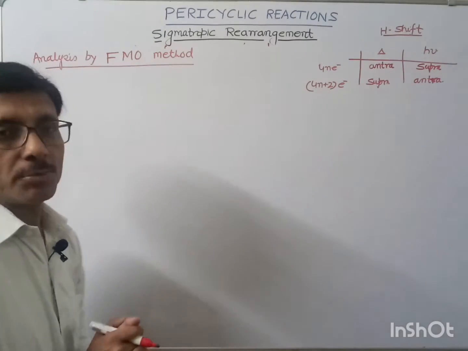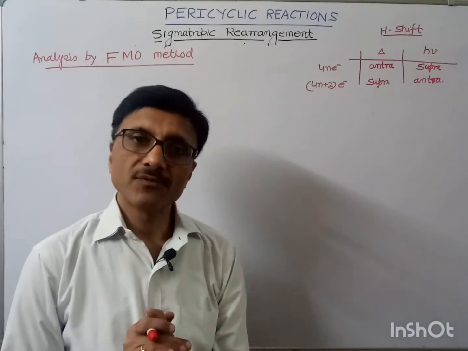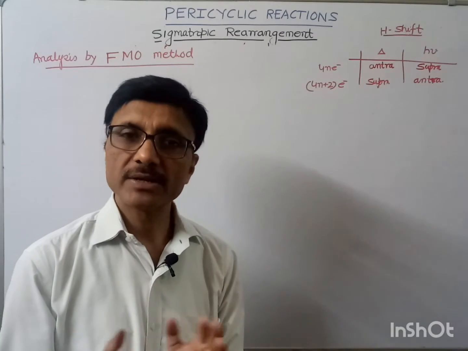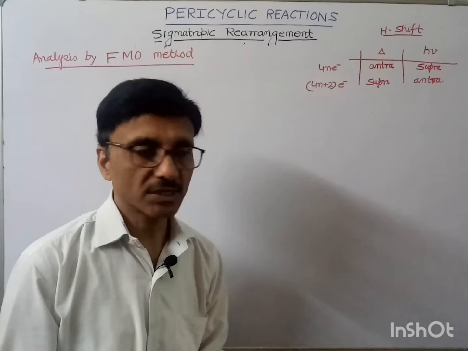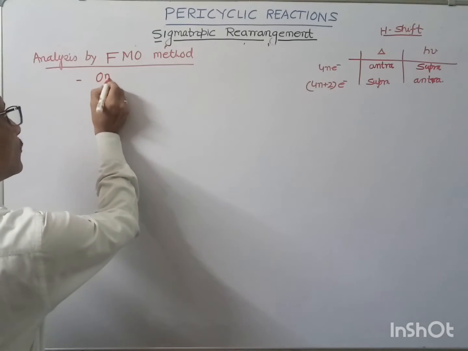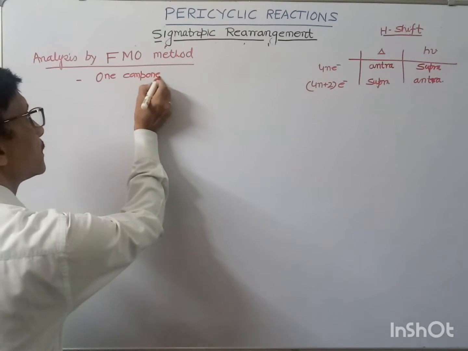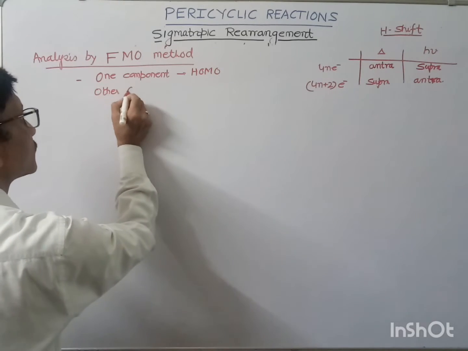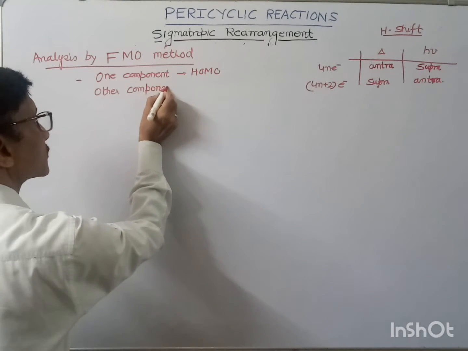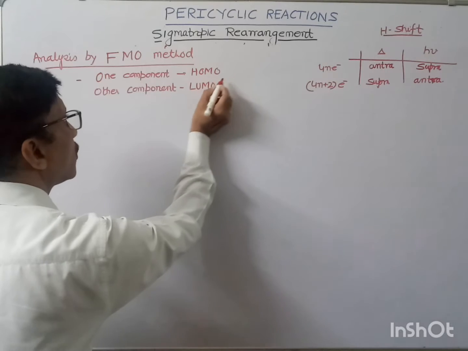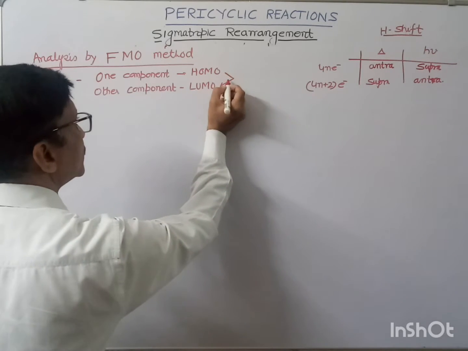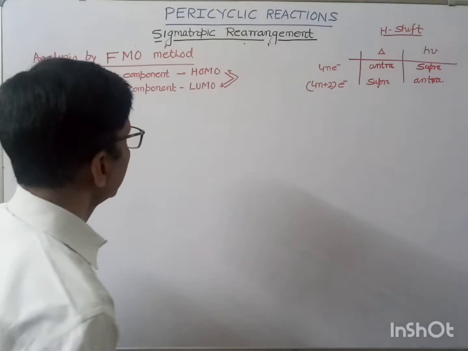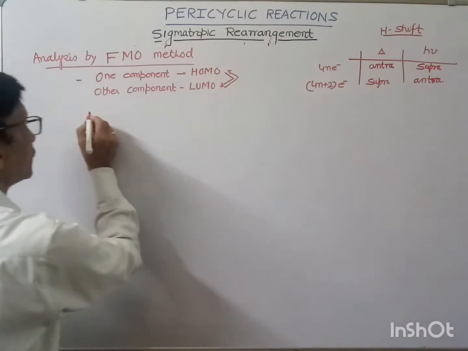We know that in the frontier molecular orbital method we divide the whole molecule into two components, and one is taken as HOMO, another is taken as LUMO, and vice versa. So here in the FMO method, one component is HOMO, the other component is LUMO, or vice versa. We may take it either this way or like this. Now let us see the 4n electron system first.